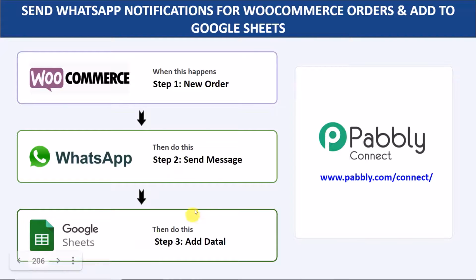But the issue here is there is no direct connection between WooCommerce, WhatsApp and Google Sheets. Therefore, I will be using an integration and automation software called Pabbly Connect that integrates WooCommerce, WhatsApp and Google Sheets. The best part here is that a person without any technical background can perform this integration easily. Before I show you the steps, how about we begin with a real-time example.